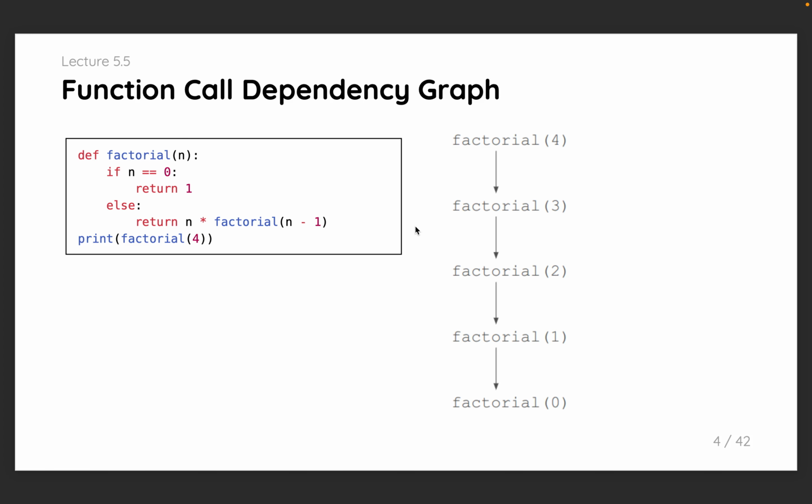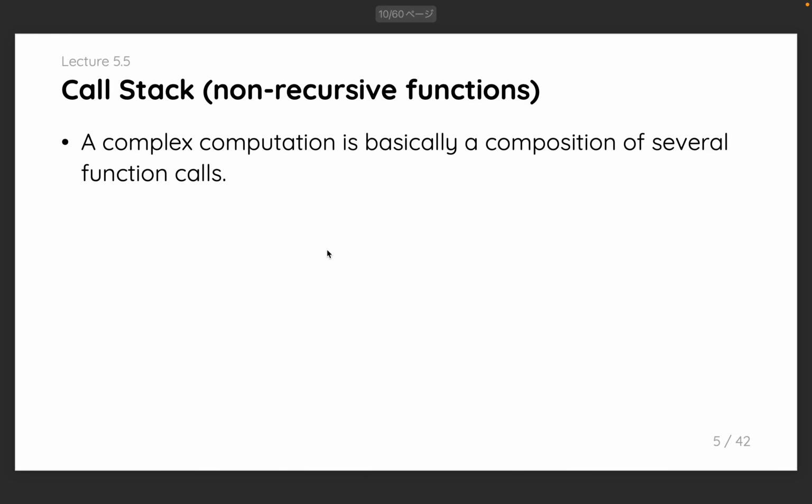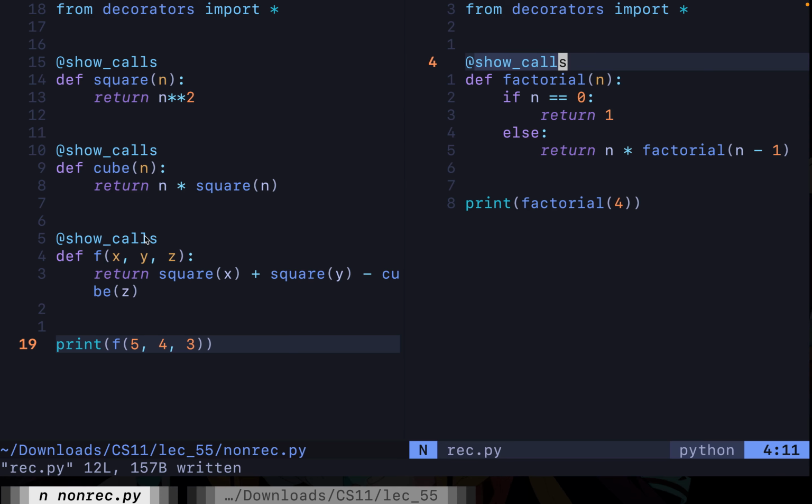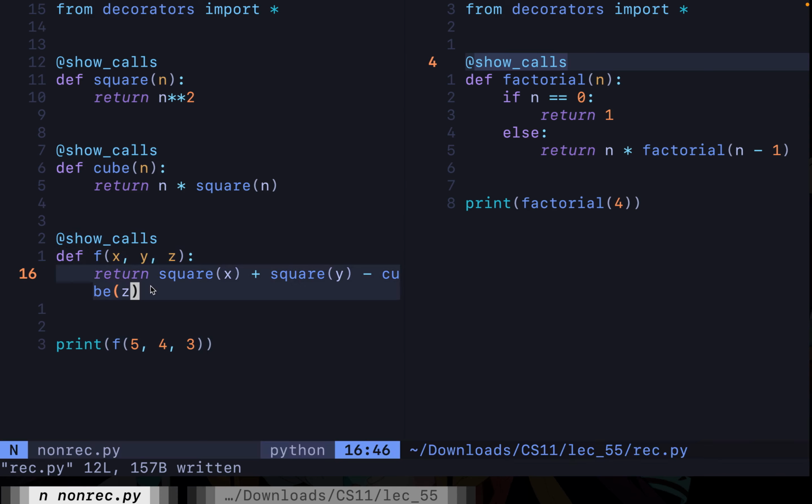So the number of dependencies will largely vary depending on how you define your function and what other function calls you put inside its definition. So yeah, that's what an FCDG is. Alright, let's now go on to the call stack. So as we've gone over, any complex computation that we want to achieve is basically a composition of function calls. So in this case, to implement f, we just composed the square and cube functions.